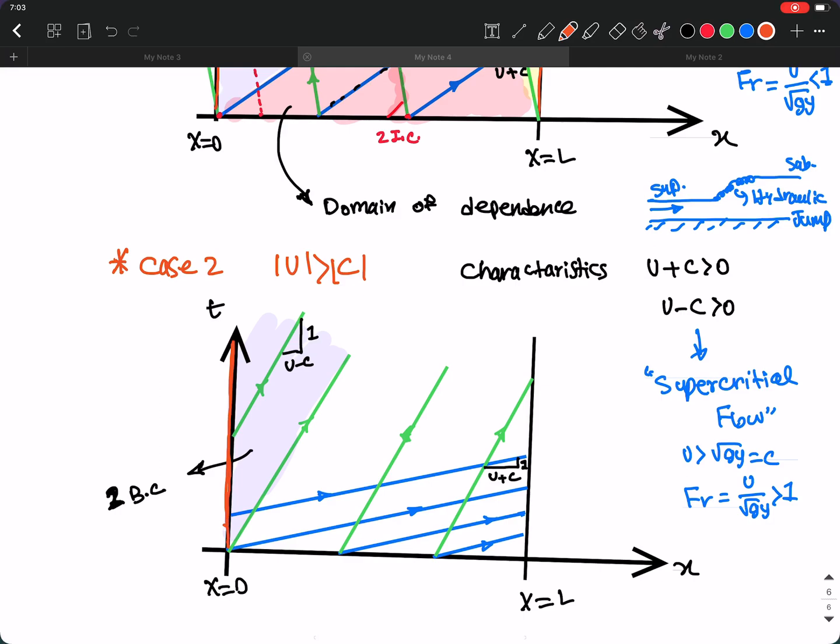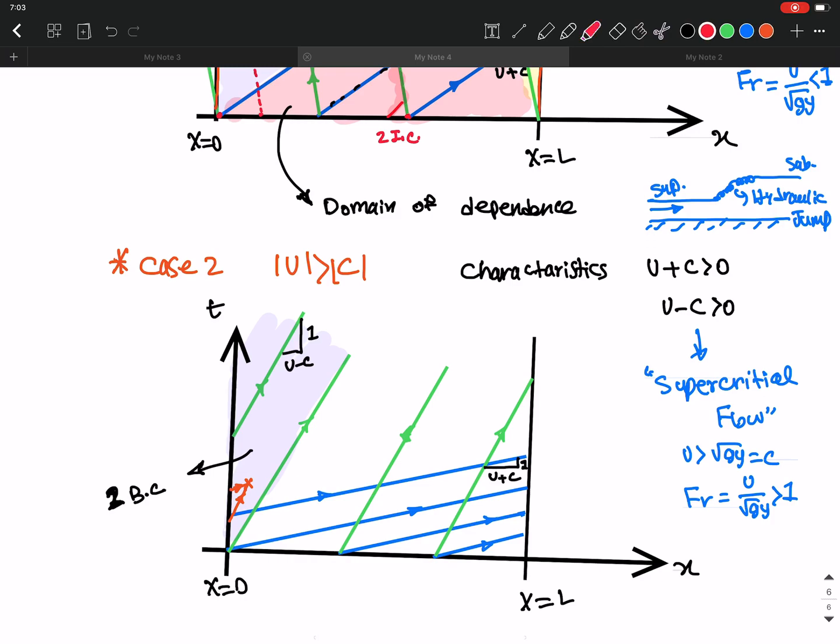And then any point here, for example, this point, let me do another one, let's say this point. This is one boundary condition, and this is the other boundary condition, right? So you would need two boundary conditions for any point here.